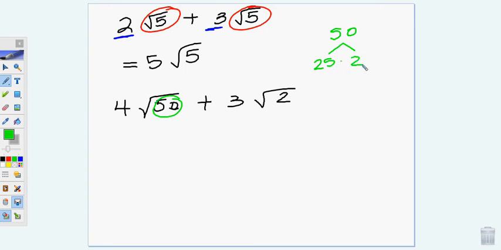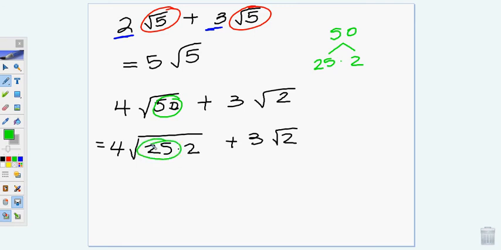So if 25 times 2 is 50, then I can rewrite this expression as 4 times the square root of 25 times 2 plus, put my equal sign there, 3 times the square root of 2. Now, I know that this 25 is a perfect square. Once I take the square root, I'm going to multiply it times the number that's outside the radical, so it's going to end up becoming 4 times 5 times the square root of 2 plus 3 times the square root of 2.